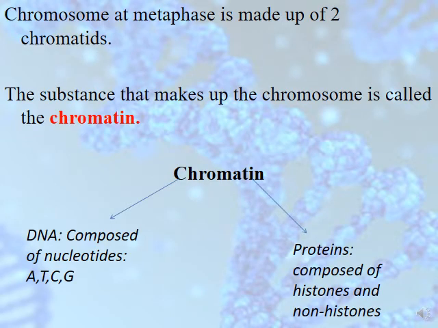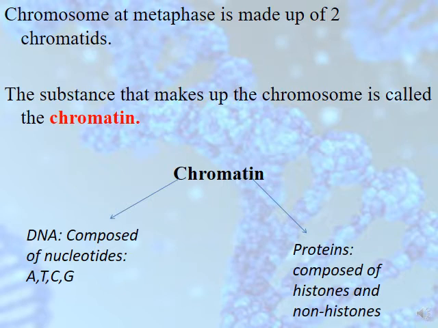Let's start first with the chromosomes. The chromosomes at metaphase are made up of two chromatids. These two chromatids form the chromosomes at metaphase. The substance that makes up the chromosome, as we said before, is called the chromatin.